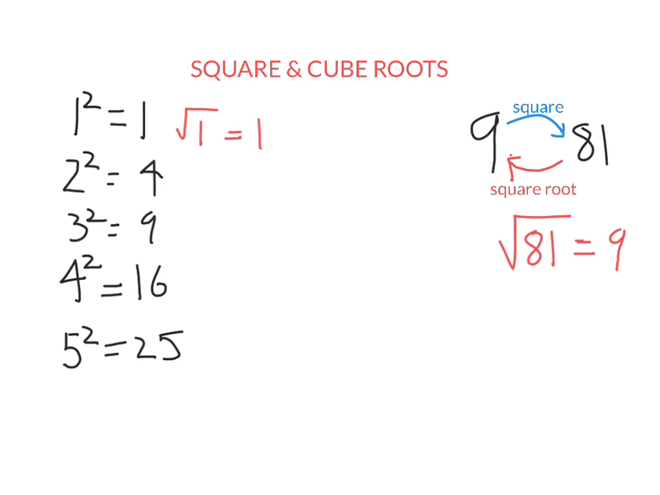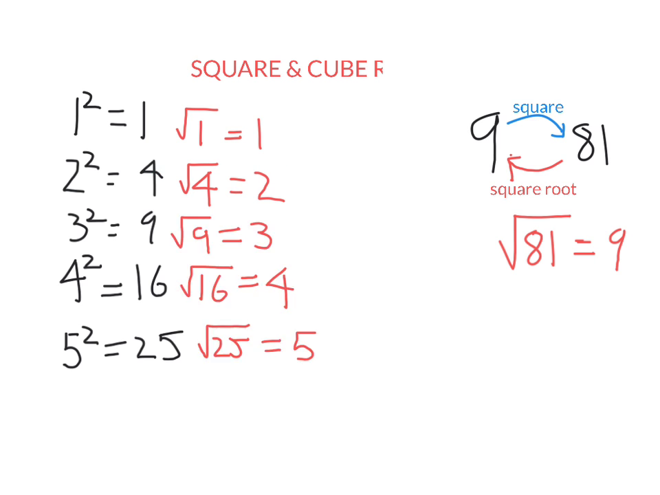When I say the square root of 4, I'm saying what number do you times by itself to get 4? And that's 2. 2 squared is 4, so the square root of 4 is 2. And similarly, because 3 squared is 9, the square root of 9 is 3. If I say the square root of 16, I'm saying what number do you multiply by itself to get 16? And the answer is 4. Square root of 25 is 5 because 5 squared equals 25.